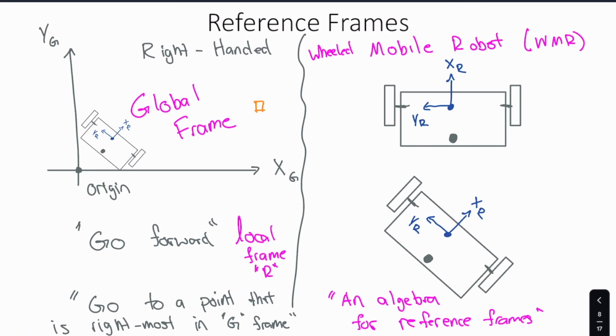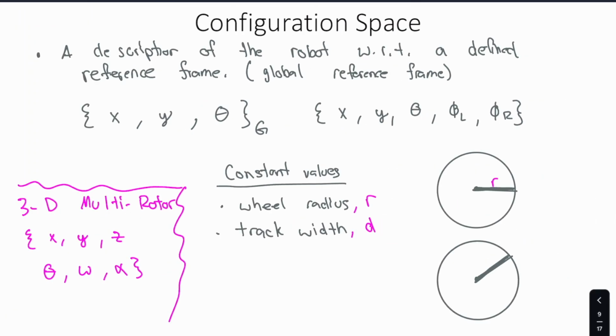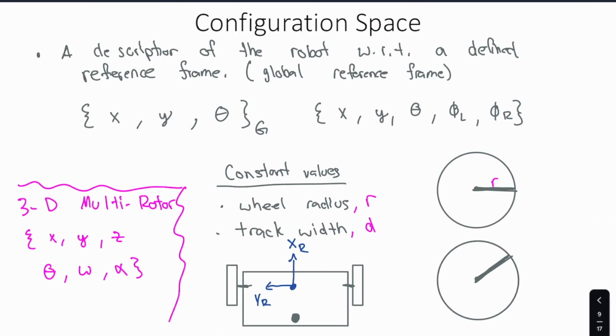And going back to our diagram here, I'll steal out our WMR. Track width is the distance between our wheels.